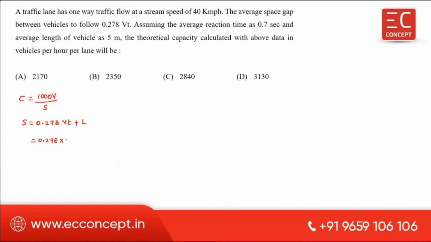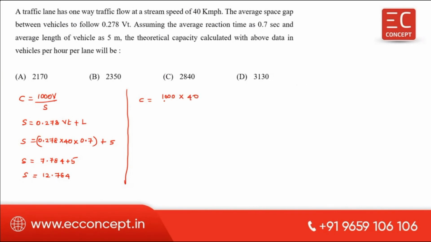0.278 into V into T is equal to how much? T is equal to 0.7 plus L, and L is equal to 5 meter. So S is equal to this. If you simplify, S is equal to 7.784 plus 5, so S is approximately 12.784. S is over. Then C is equal to 1000 into what is the velocity?